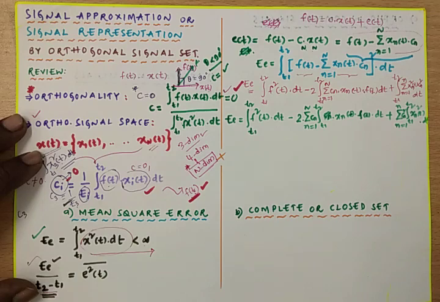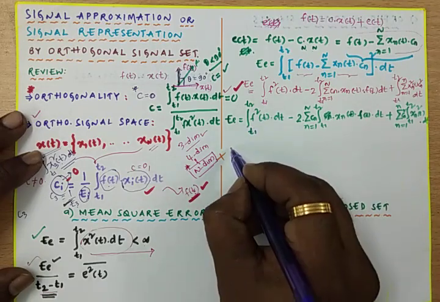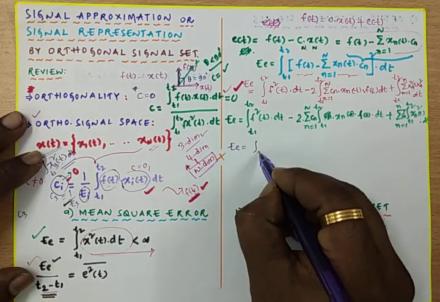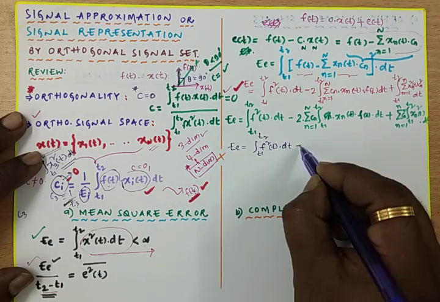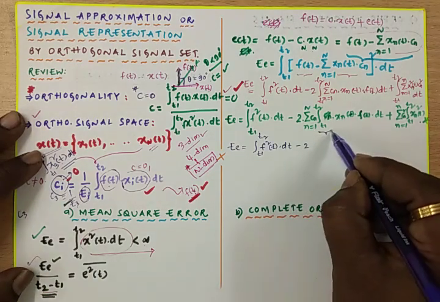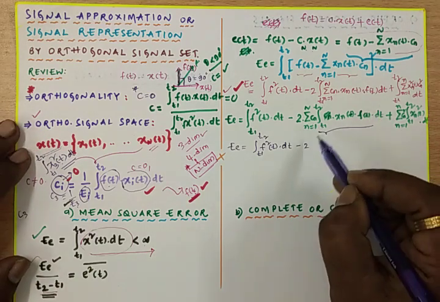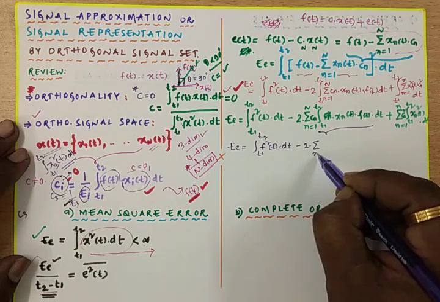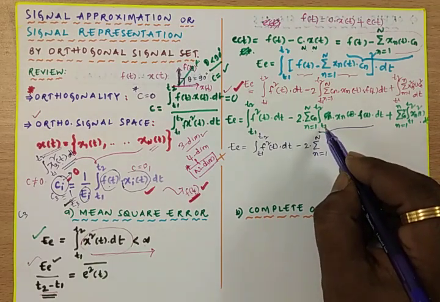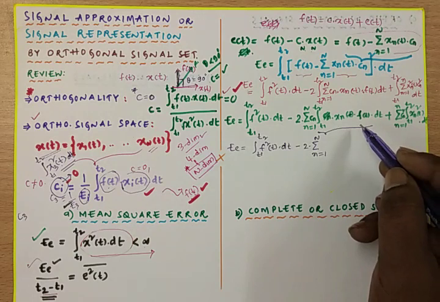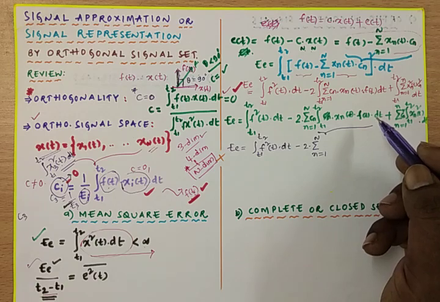Then I am going with another simplification. See this total term EE is equal to the integral T1 to T2 of f square of t dt minus 2 times, after making the integration, 2 into sigma n equals 1 to N, and here sigma integral T1 to T2 of xn of t into f of t dt is nothing but the energy of that particular signal only.